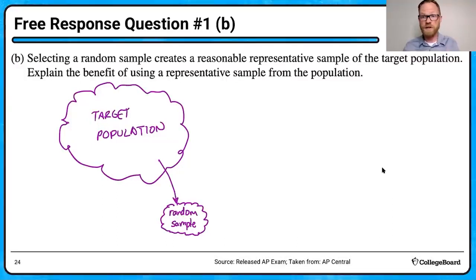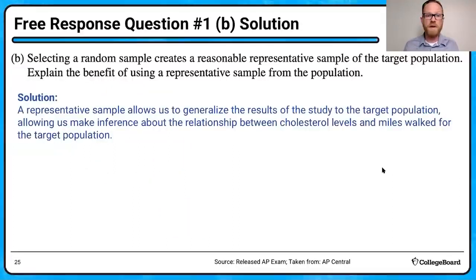So here's what this would look like in words in our model solution. A representative sample allows us to generalize the results of the study to the target population, allowing us to make inference about the relationship between cholesterol levels and miles walked for the target population.